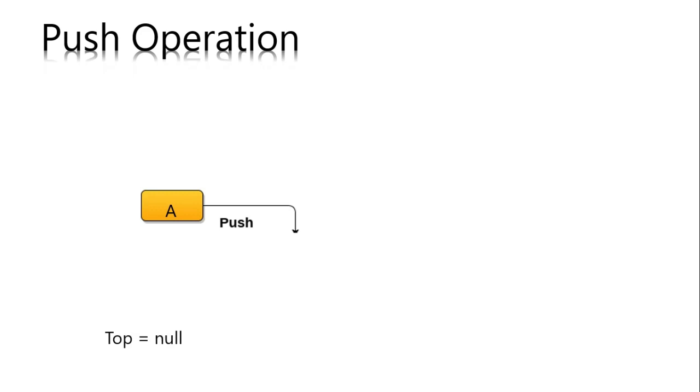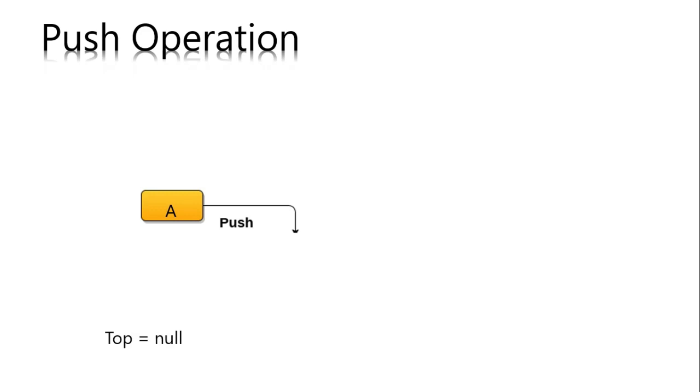Let's see the first operation, push operation. Suppose you are given an element A to push into a stack. We understand from the explanation that insertion and deletion, or push and pop, can be performed only at one end, that is called top. So at first, we will initialize top with null.